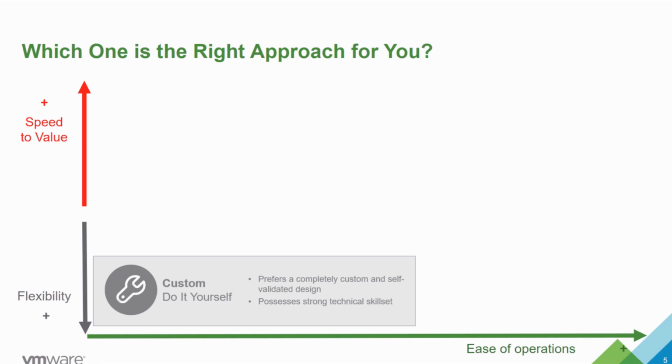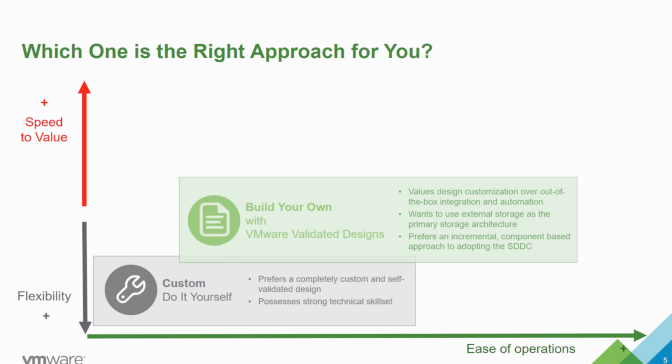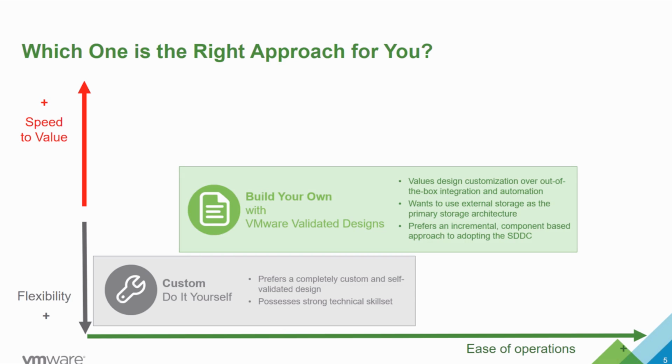From a flexibility standpoint, sure, you can choose whatever bits and pieces you want. You know, a widget from vendor A and a gadget from vendor B. Cool, put it together, it works. But it's not going to be easy to use, and you're not going to have what we call speed to value. It's going to take you quite a while to recoup your investment.